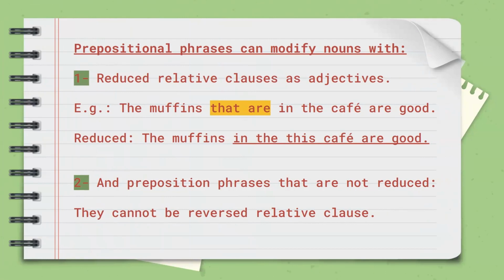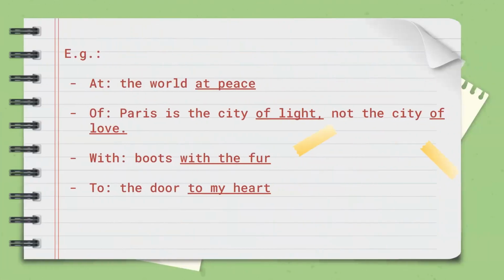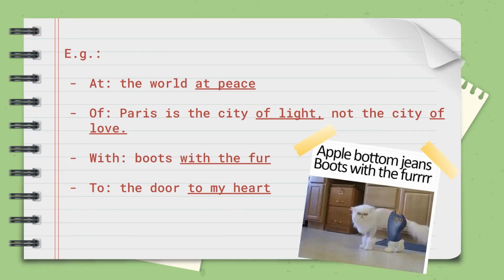Prepositional phrases can also not be reduced. They can be reversed to a relative clause. Here are some examples with at, of, with, and to. And now let's look at the example with. Here we have boots with the fur. So here, the preposition with was used.